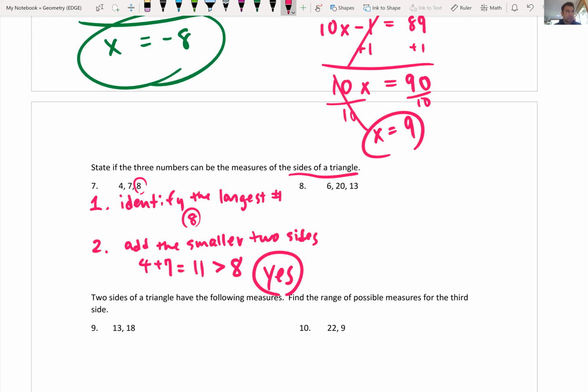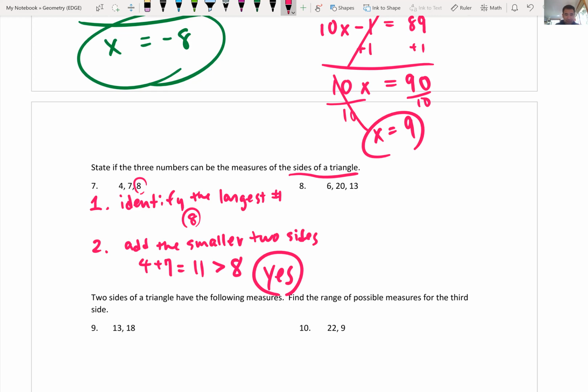Everybody answer right in the chat. Yes, I can form a triangle. No, I cannot form a triangle. Which one is it? Yes or no? This will be, anybody else? This will be no, isn't it?